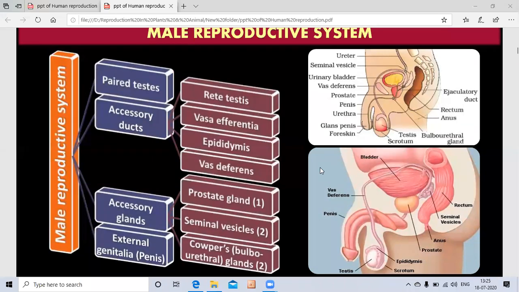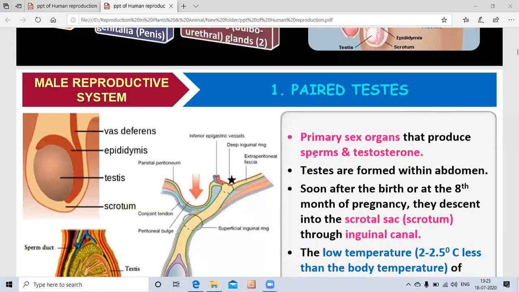So how does it work? This is the urinary bladder. Here we can see the rectum, the seminal vesicle, and the anus, which are excretory organs through which waste is released from the body. Next, the male reproductive system. It can be conducted.